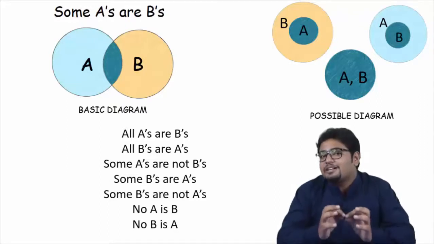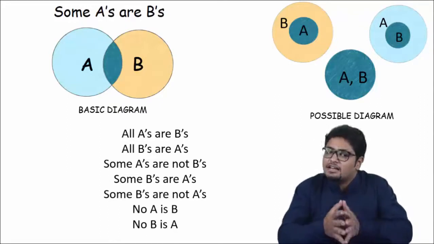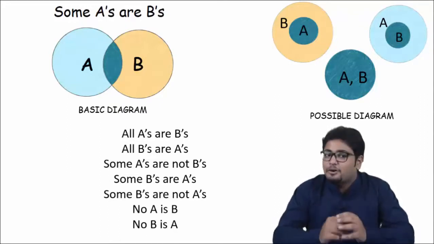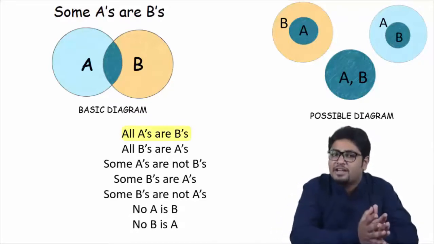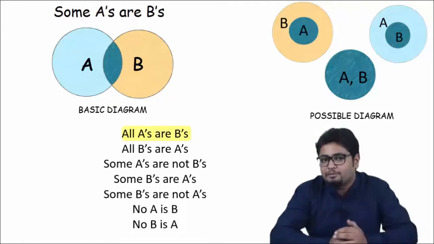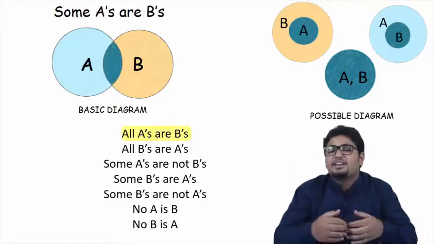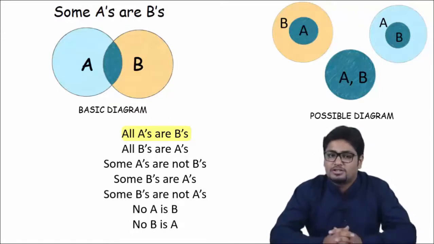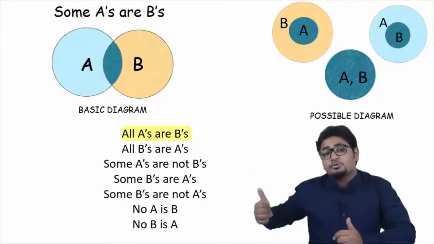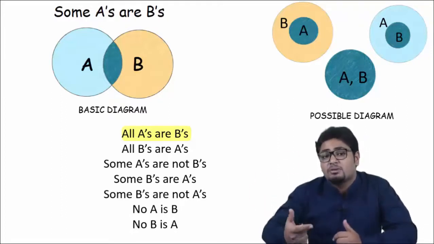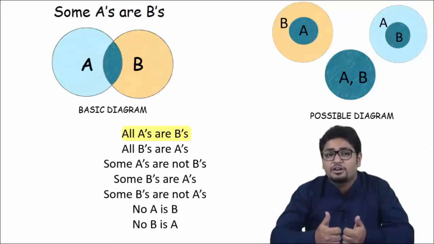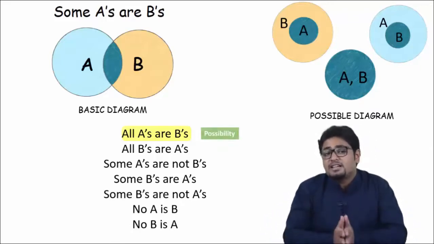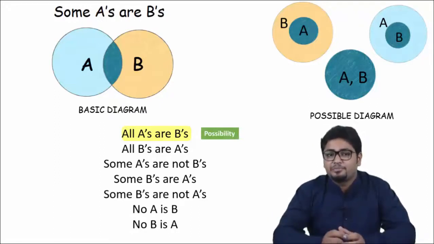The first statement says that all A's are B's. From the basic diagram, we can see that there must be some A's which are not part of B. So, according to this, the given statement should be false. But in the last possible diagram, which has the maximum overlapping, we can see that this statement holds good. So, this is a possibility.